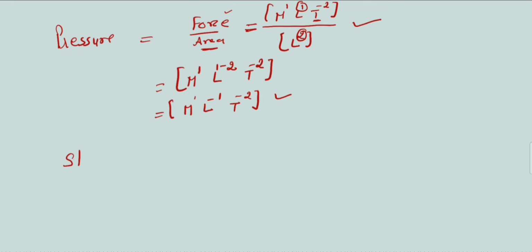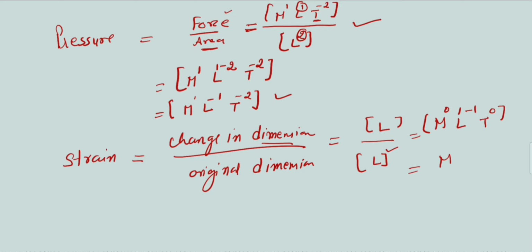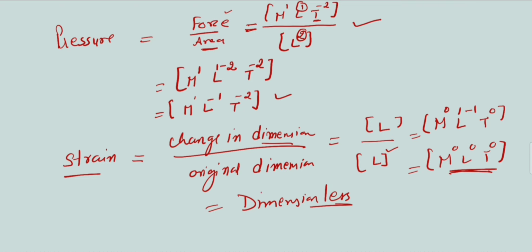Now let's find the dimensional formula for the strain. The strain is equal to the change in dimension divided by original dimensions. So it could be length. So change in length has the dimension of length, and the original length also has the dimension of length. M we do not have, L raised to power 1 and this will go up as minus 1, t raised to power 0. So the dimensional formula for strain will become [M^0 L^0 t^0]. So we can say this strain is dimensionless because it does not have any value for M, L and t.